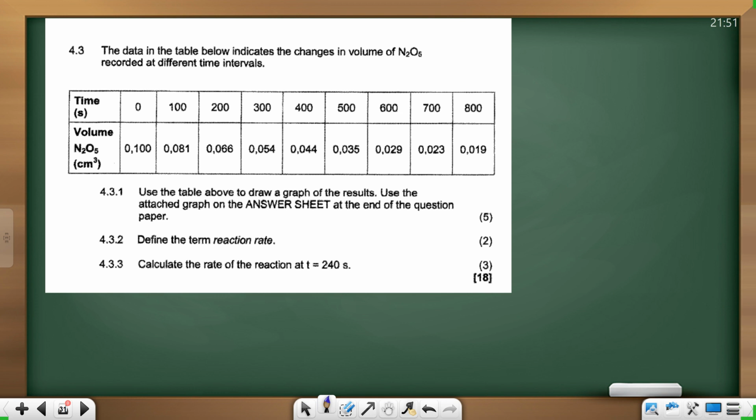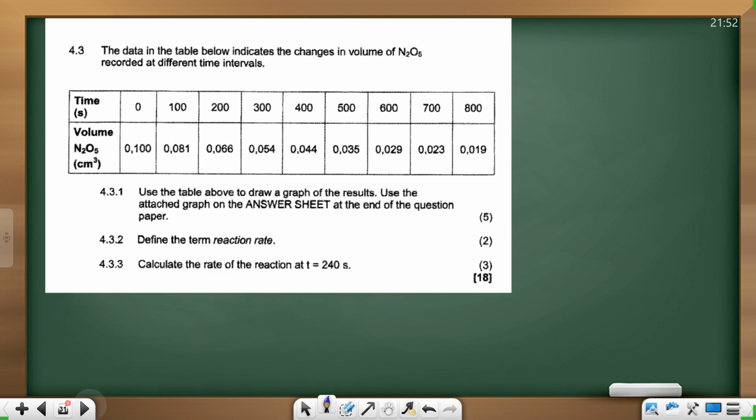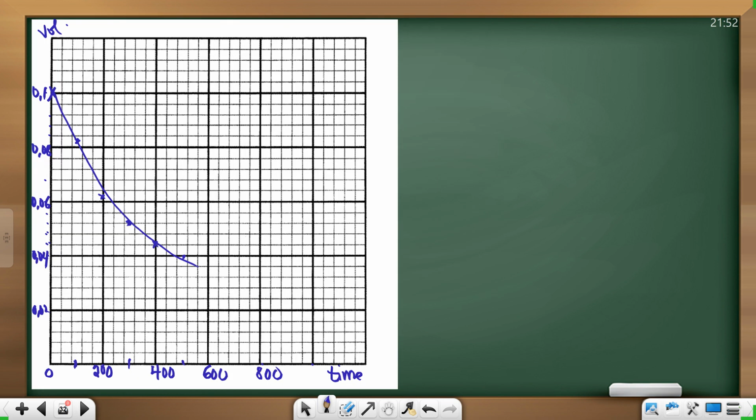Just want to show you the last one. Calculate the rate of reaction at T equals 240. This is what you then do. You trace this graph. 300 is there. 240 should be somewhere after 200. Since I have 200 there, that's 40. Okay, yeah. 240 is the first one. I'll trace it to the graph, guys. All right, this is not perfect.